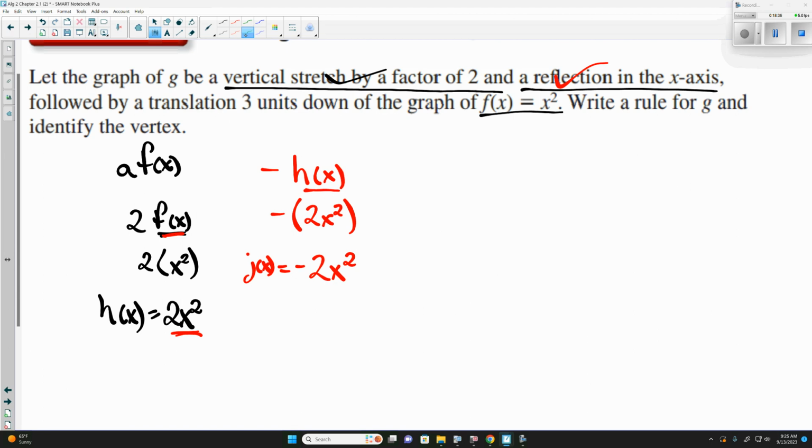Then we have what? 3 units down. So our up or down is we take the function we're talking about, in this case j of x, and add k to it. Now just like with the vertical stretch, we do need to plug in a value for k. We didn't have to do it with our reflection because there is no value to plug in. It's taken care of by the negative.